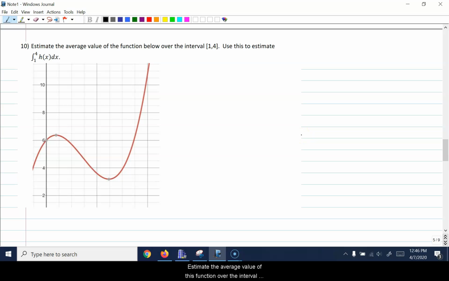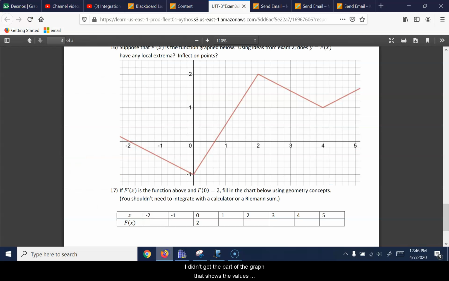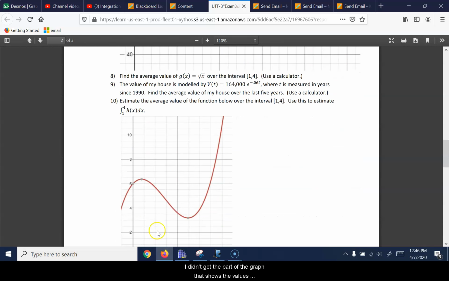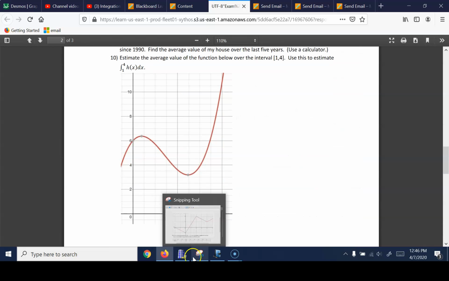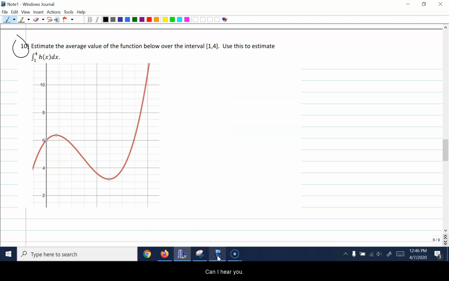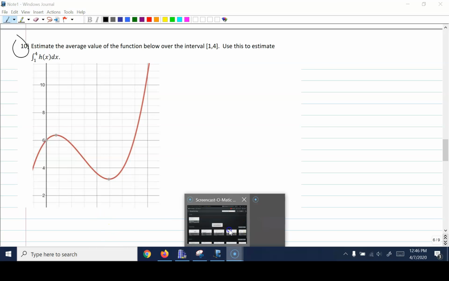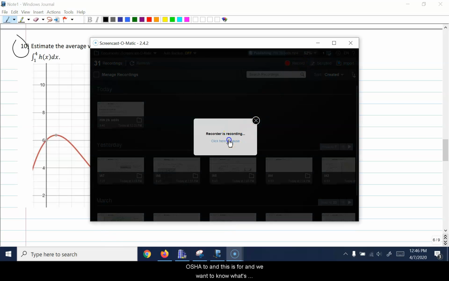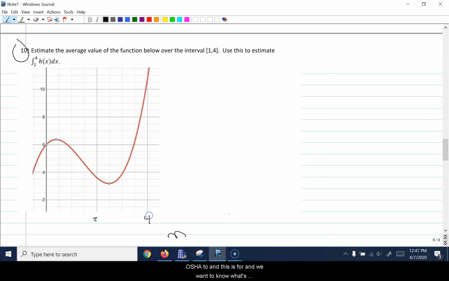Estimate the average value of this function over the interval from 1 to 4. Hey, I'm doing an even one because it was easier to copy the number. Oh no, I didn't get the part of the graph that shows the values. That's 2, that's 4. Okay. So this is 2, and this is 4, and we want to know what's happening from 1 to 4, so that's from here to here. This is the part of the graph I'm looking at.